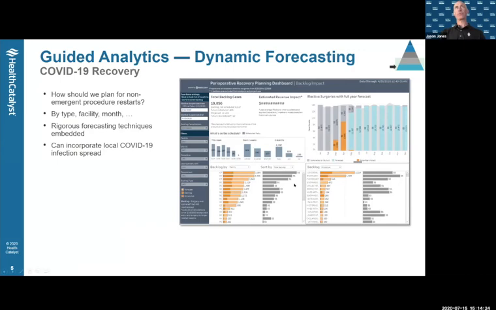Another one that some of you will have seen leverages forecasting directly. This was incorporated into our non-emergent surgical restarts, and the gray areas that you see here are forecasts that are automatically generated by month, by procedure, by location, so that we don't have to guess what normal would have looked like in the absence of COVID-19. Those forecasts are produced in an automated fashion for us.